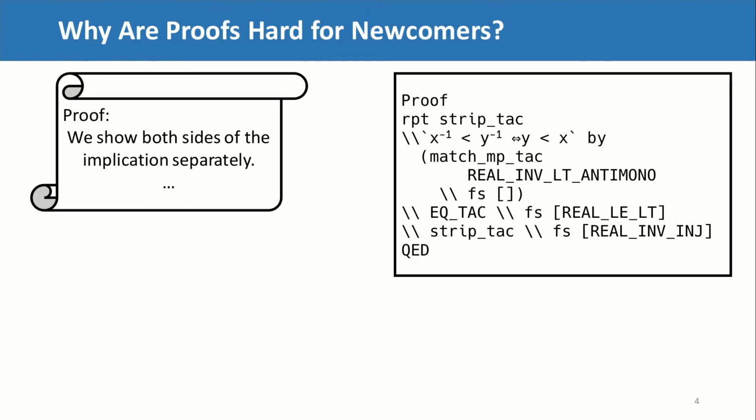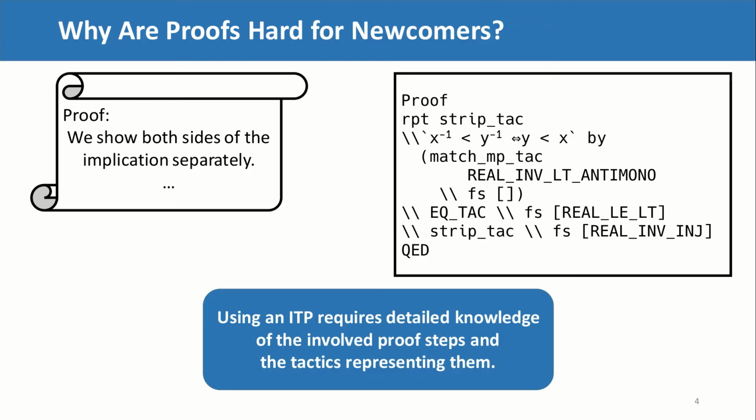Why is this the case? Why are these proofs hard to perform? Let's look a bit closer. On the one hand, what you always have to know, even just when doing a proof with pen and paper, is the necessary proof steps that you want to do to show the theorem. On the other hand, what is inherent for any ITP system is that you have to know the tactics that correspond to these proof steps. So there are two things involved here. You need both detailed knowledge of the involved proof steps and the tactics representing them.